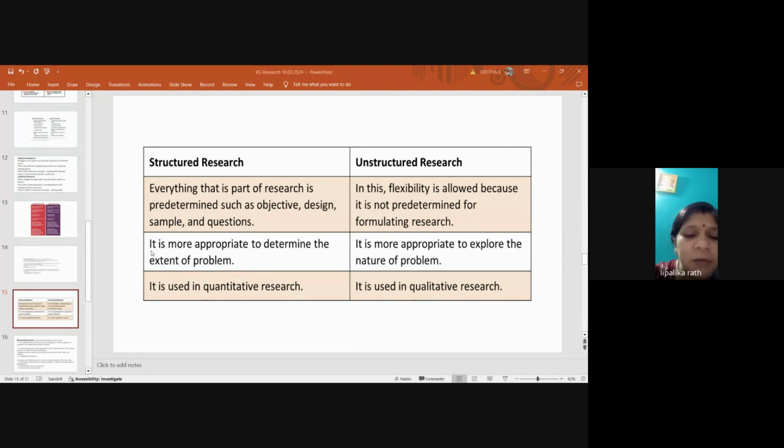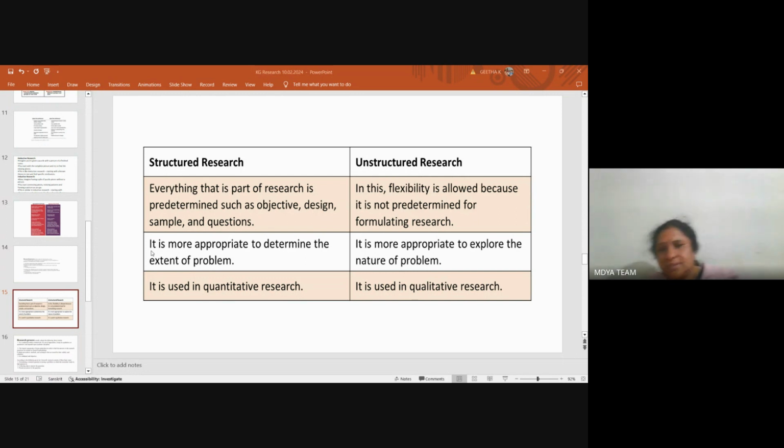Yes, ma'am. Quantitative research is very important for the structure. Thank you, Lipalika ji. Please understand that in quantitative, we are applying structured research. The important word here is predetermined. In unstructured, it is not predetermined. This is a key word between structured and unstructured.